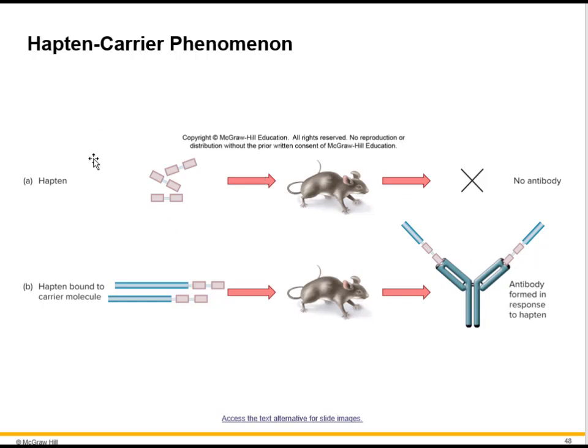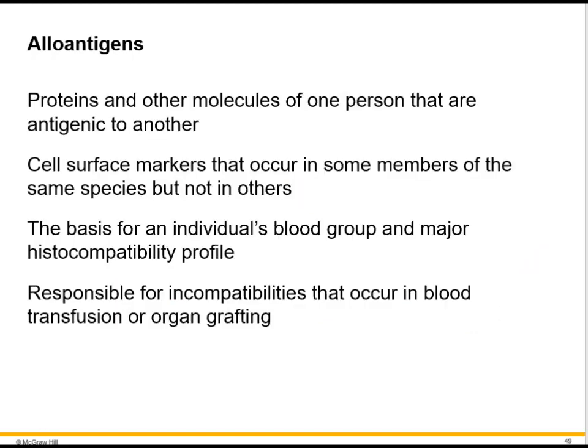An example of a hapten is penicillin. Some people are allergic to it, some people are not. The idea is that penicillin is possibly a hapten, so in some people it's not going to elicit an immune response, but in others it combines with a carrier molecule which does make it antigenic to them, and so they are sensitive to it.